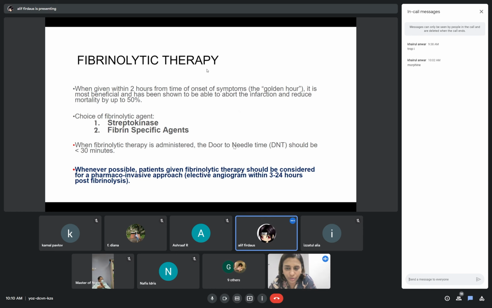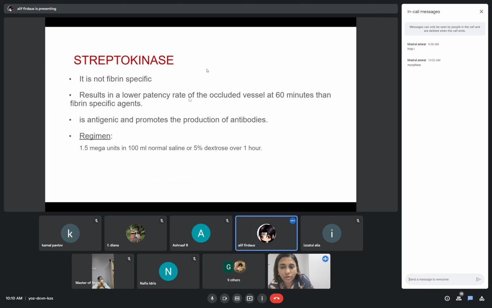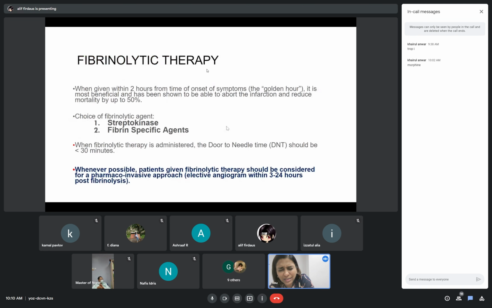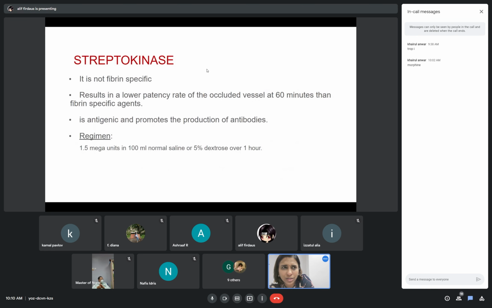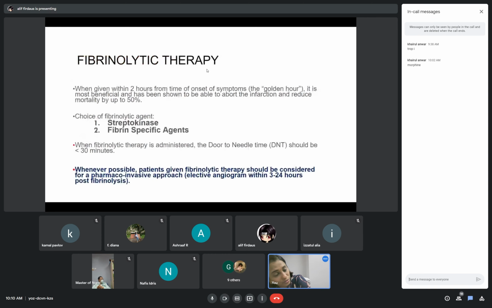So Alif, do you not understand the streptokinase and fibrin specific agent? Apa maksud dia? Streptokinase will fall to which group? Non-specific kan? It is non-fibrin specific. Dah ada jawapan dah. Okay. Apa maksudnya? It is antigenic and promote production of antibodies. Maksudnya kita takut patient ada allergies tu. Bagus. Okay. So lagi satu maksud non-fibrin specific tu maksudnya yang tadi tu fibrin specific kan?